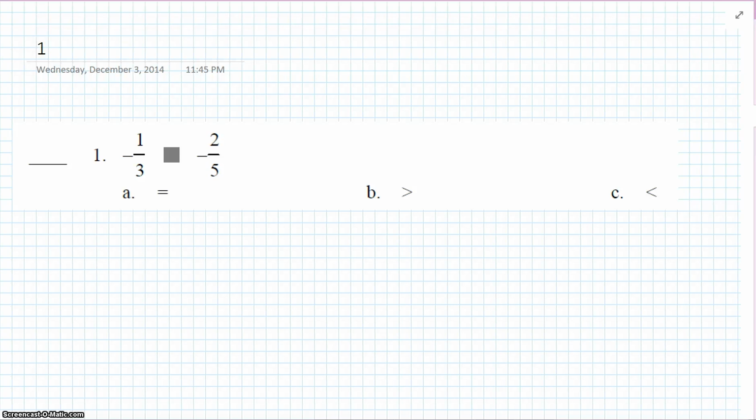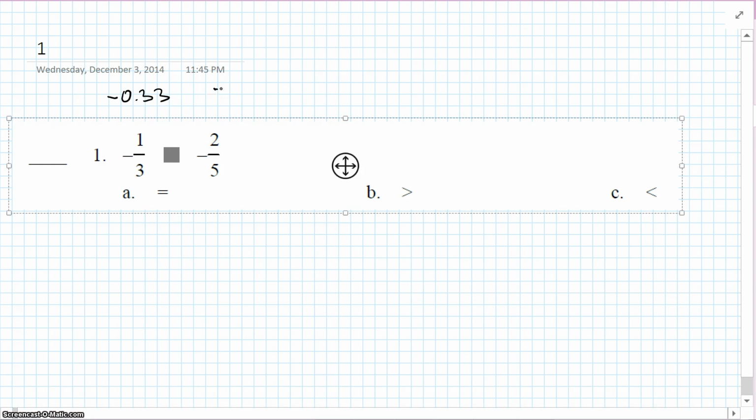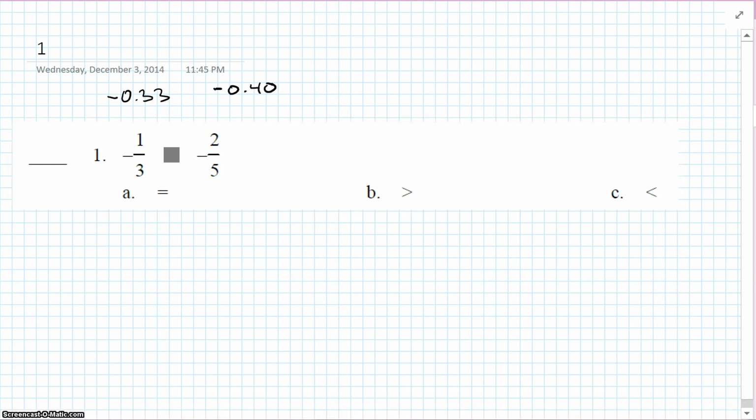Okay, Algebra 2 Honors test review number 1. So, which is greater, negative 1/3 or negative 2/5? If you're not sure, you can go ahead and put it in your calculator, and you're going to find out that's negative 0.33, and negative 2/5 is negative 0.40. So, which one's closer to 0? Okay, so negative 0.33 is bigger, so the answer should be B.